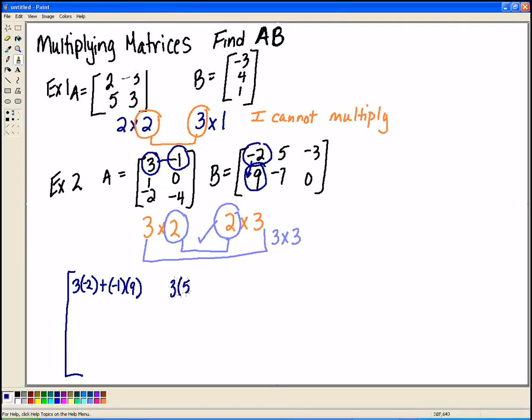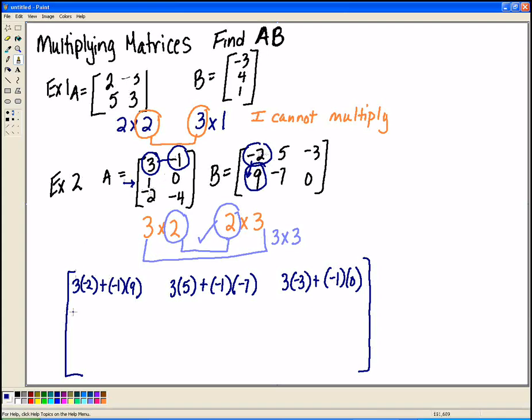All right? And then working across, I've got 3 times 5. This is going to be my next element. 3 times 5 plus -1 times -7. My last column on my first row will be 3 times -3 plus -1 times 0. All right? And now I'm going to continue. I've taken care of my first row in A.